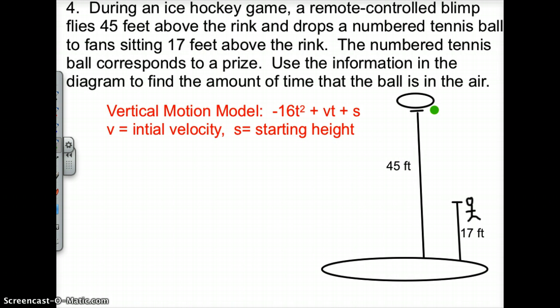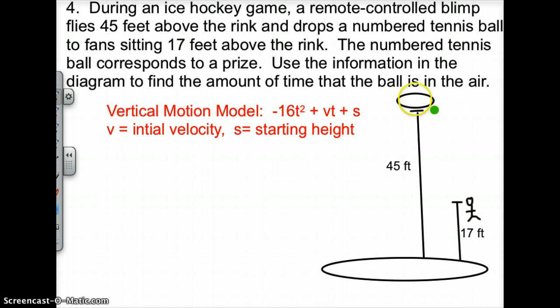Now, to everybody's favorite word problem, first go ahead and read the problem. So it says, during an ice hockey game, a remote-controlled blimp flies 40 feet above the rink and drops a numbered tennis ball to the fan sitting 17 feet below the rink. The numbered tennis ball corresponds to a prize. Use the information in the diagram to find the amount of time that the ball is in the air.